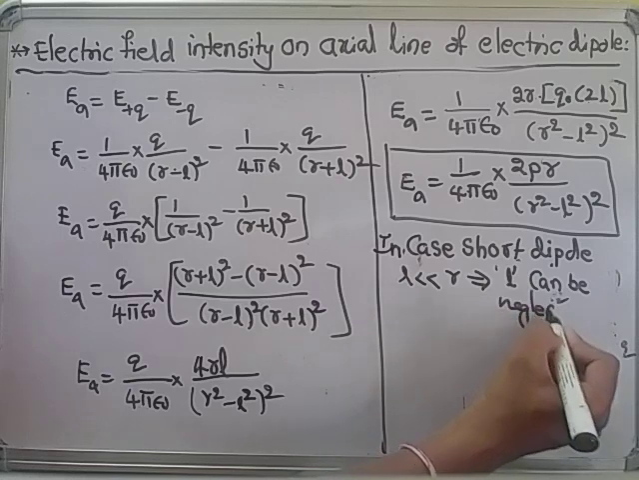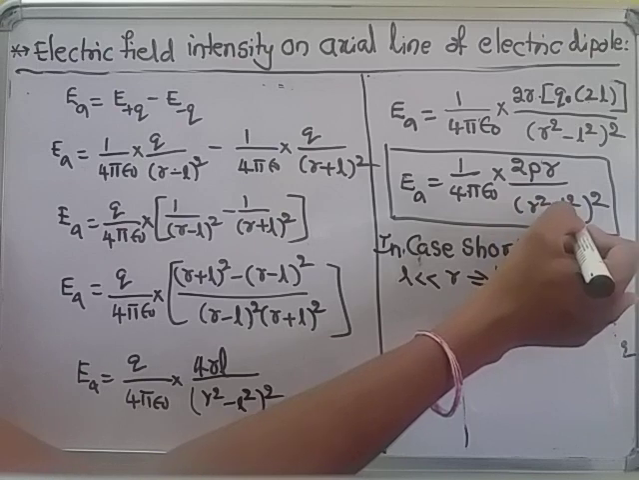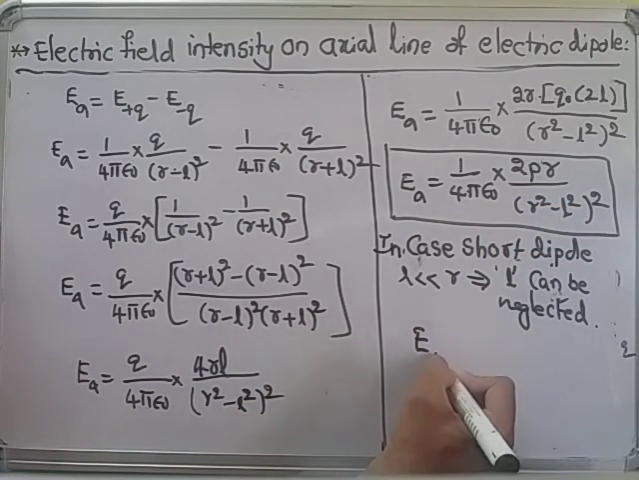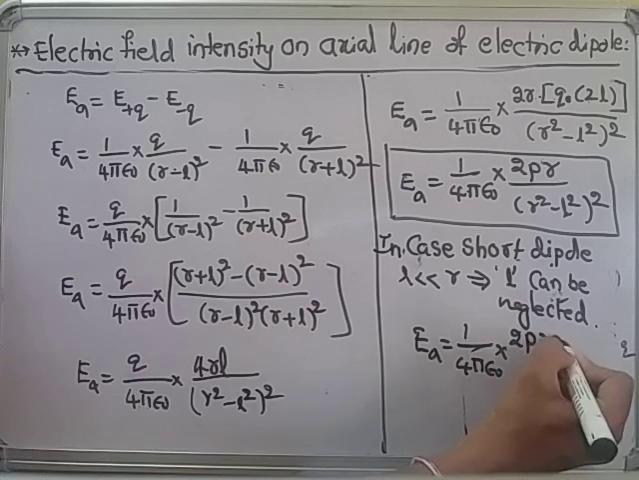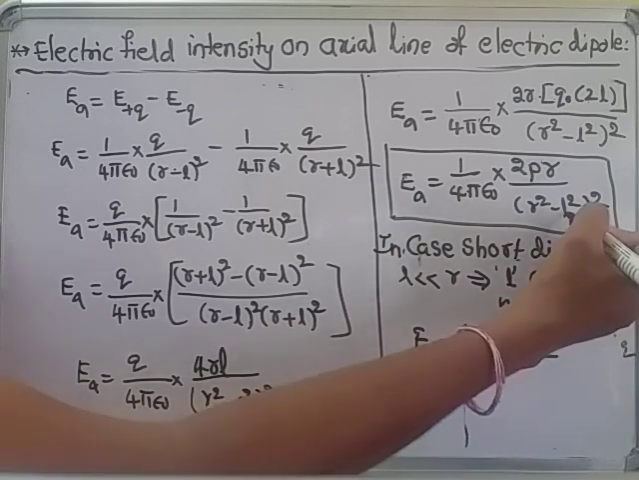Okay, L we can write as 0 when you compare with 0. This R, when you compare with R, L we can write 0. If you write L as 0, we will get electric field intensity on the axial line as 1 by 4 pi epsilon naught into 2 pi R by r square minus 0 square. L is neglected because it is a short dipole.